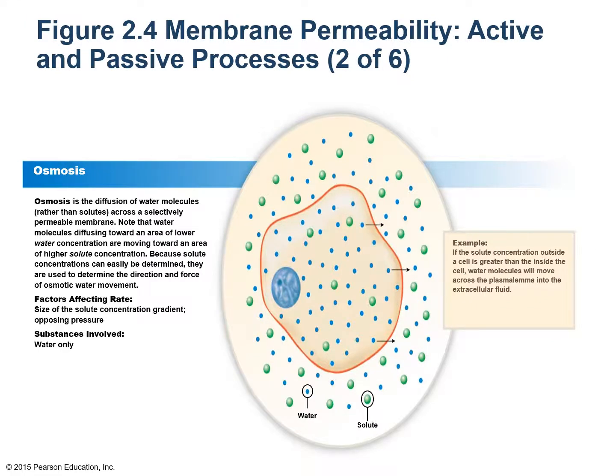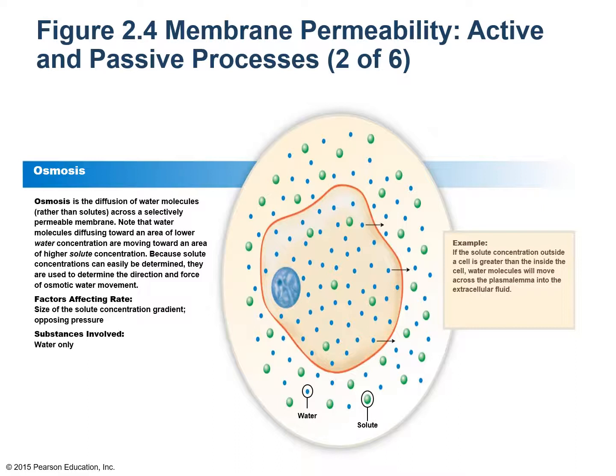In this figure, again, the cell membrane is denoted by the orange line. The nucleus is the big blue round structure inside the orange line. Now there are two types of molecules in this figure. The green one is the solute and the little blue dots are the solvent molecules. Now you see there are more green dots in the ECF and more blue dots in the ICF. That means the inside of the cell has more water or solvent molecules.